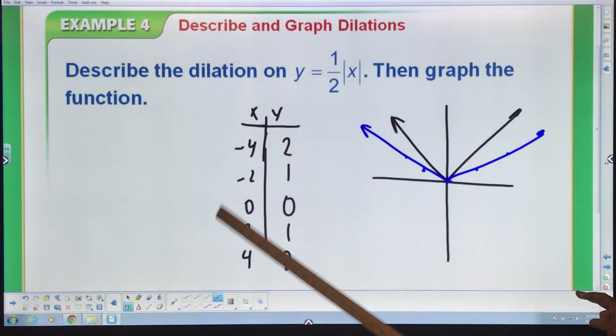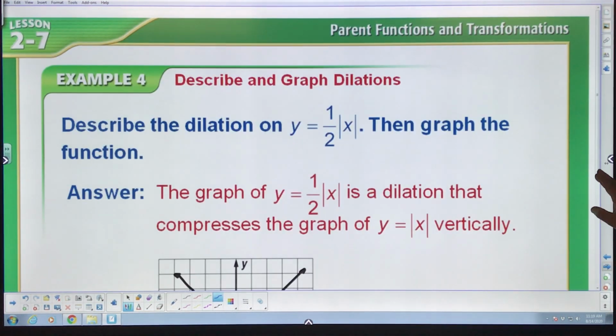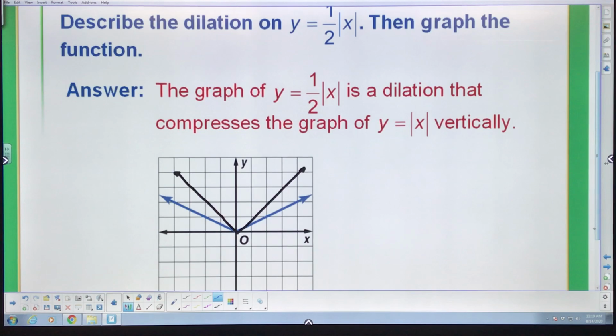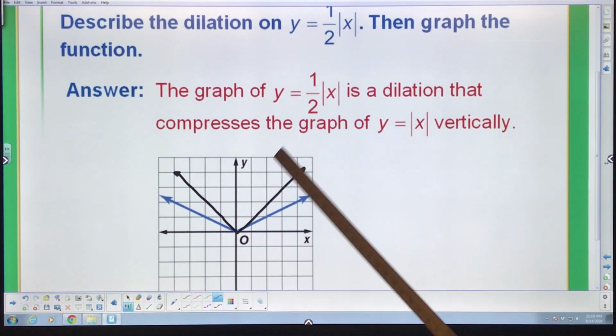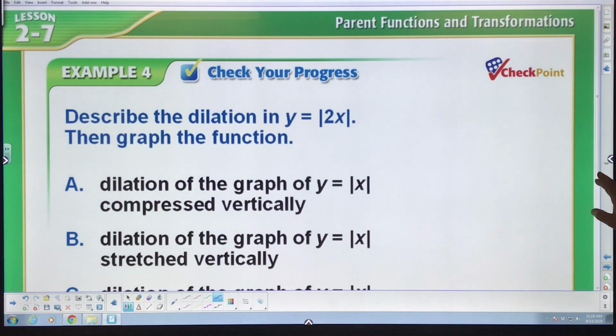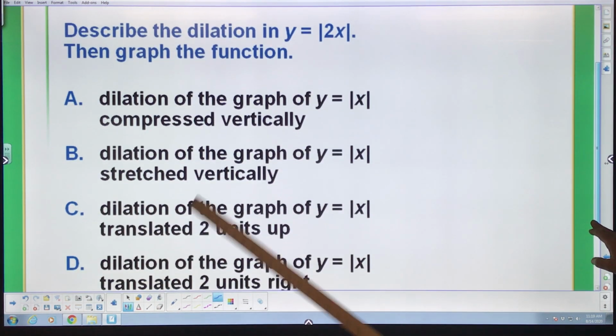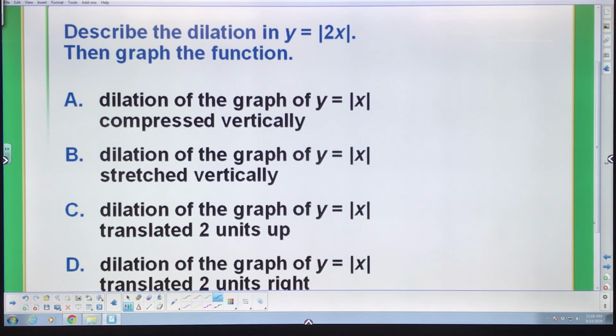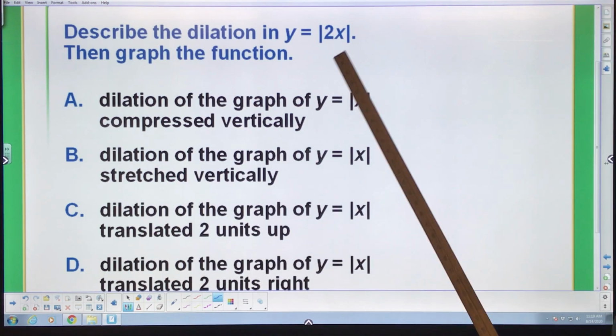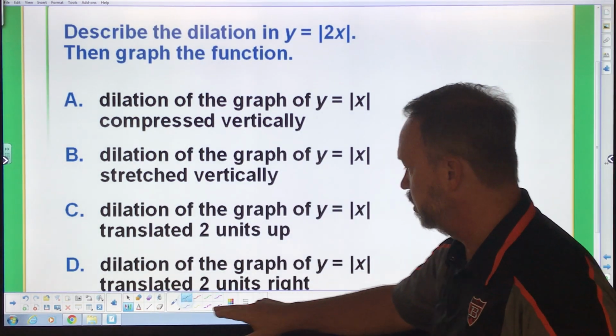And so that's describing the dilation. It compresses it. So there's the parent, there's the kid. It goes up slower, half as fast. You can get stretched or compressed. Those are our options. So we look at this one. We know what the parent does.